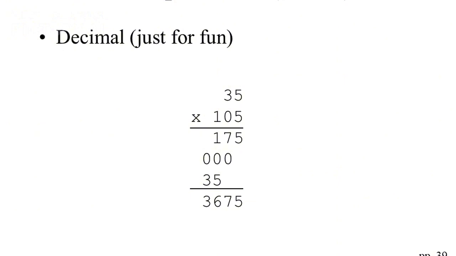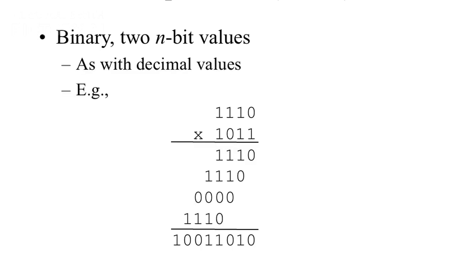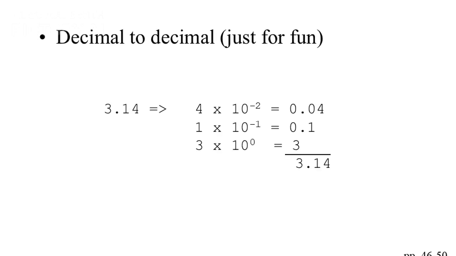Let's have some fun with decimal multiplication. Here's a quick example to refresh your memory. Binary multiplication of two 1-bit values follows a straightforward pattern, similar to addition. For binary multiplication of two n-bit values, the process is similar to decimal multiplication. Here's an example.